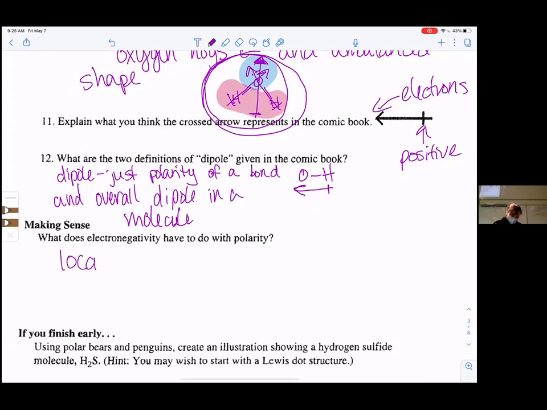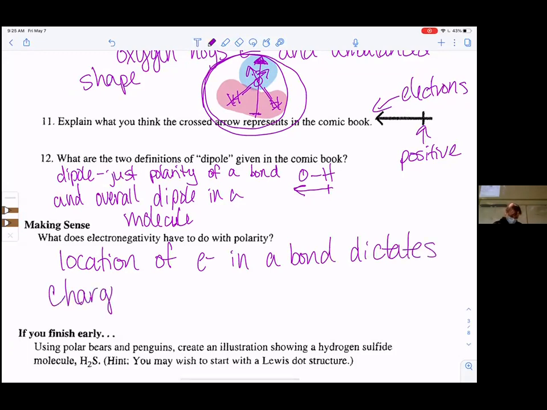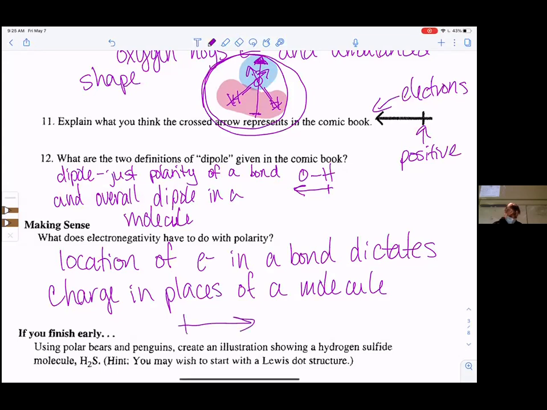the location of electrons in a bond dictates the charge in places on an atom or in places in a molecule. So if you've got electrons in one place, you're going to have a partial negative charge and a partial positive charge on the opposite side. And this little thing means partial.